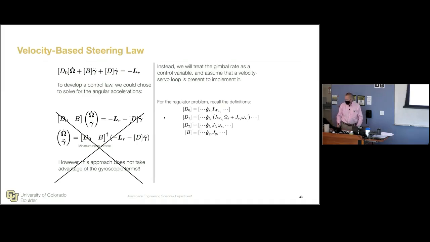We're going to redefine, so this is for the regulated problem, we had this. And we're going to show what to do here for the regulation case, but it's really similar math.